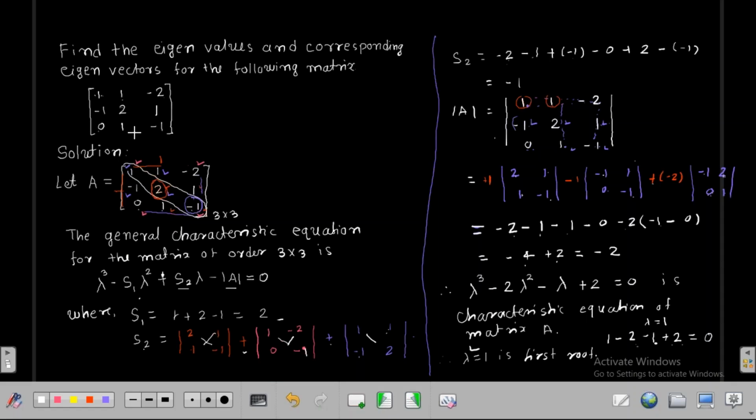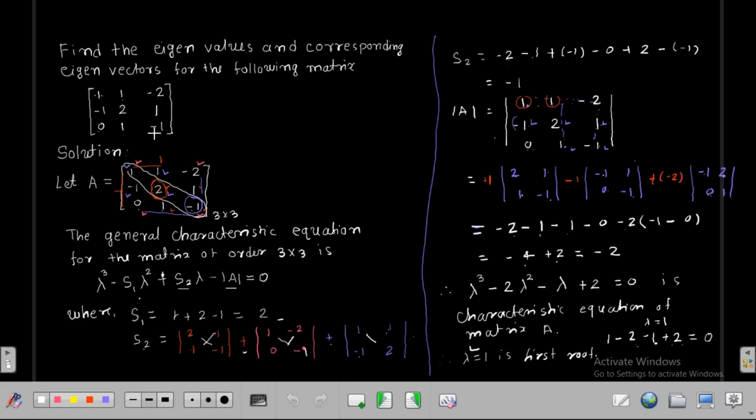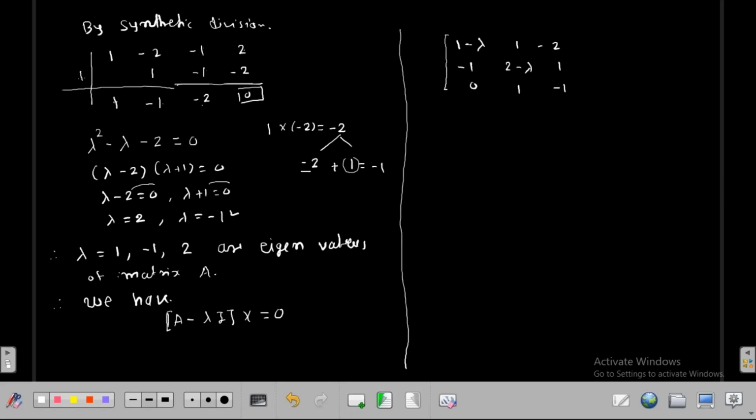In the third row, 0 and 1 as it is, and the last element is the diagonal number minus 1, so minus 1 minus lambda. Here lambda I, I is the identity matrix. So we get this matrix. Here capital X is the unknown vector, X, Y and Z. Take this equal to O, a zero matrix, so write the column zero matrix 0, 0, 0. So this is the homogeneous form of the system of equations in matrix form.